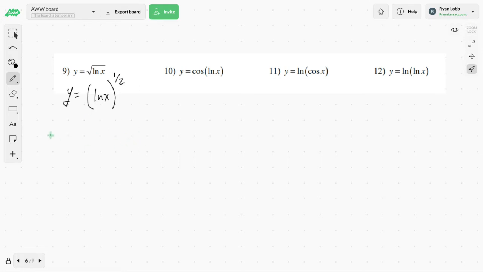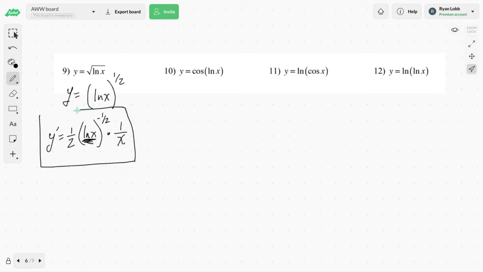So y prime is going to be equal to what? 1/2, keep everything inside the same, to the negative 1/2, drop the power, then times the derivative of this stuff. What's the derivative of ln of x? Well, forget everything up till now. This is my new problem, taking the derivative of ln of something. So what's the derivative of the stuff, the x? 1 over the stuff, x. And there's that one.